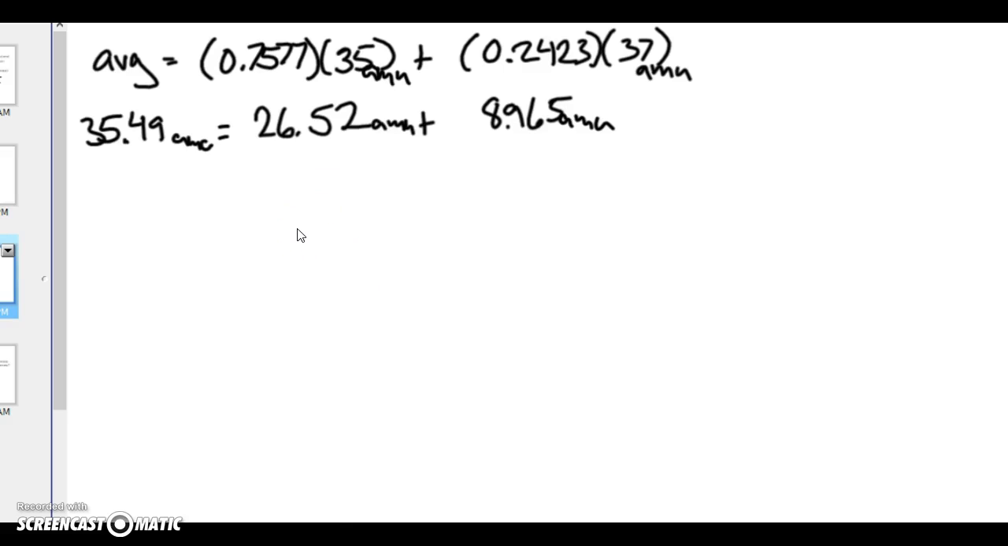Okay, so hopefully now you feel comfortable with calculating average atomic mass and knowing what an isotope is. See you in class.